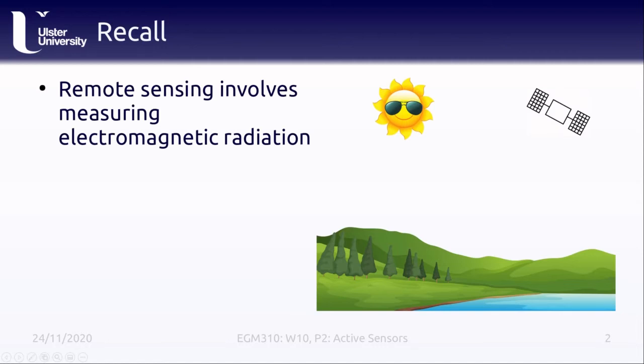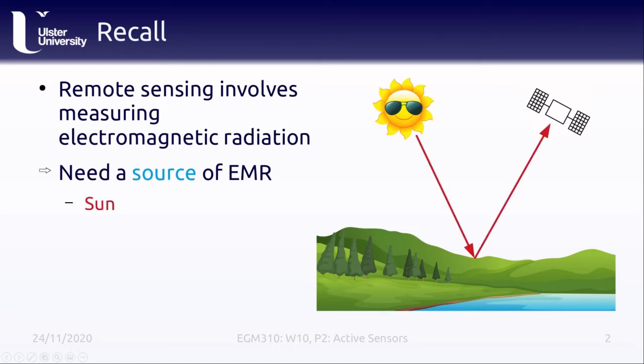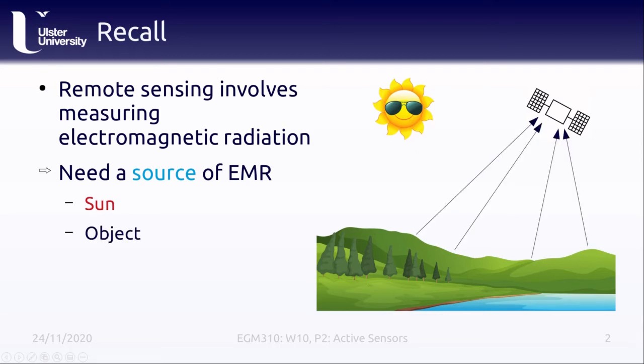Recall that remote sensing typically involves measuring electromagnetic radiation. In order to measure electromagnetic radiation, we need some kind of source of electromagnetic radiation. This can be the sun, as it is for most forms of optical remote sensing. This can also be the object itself.